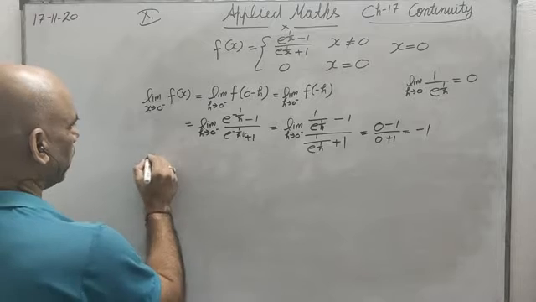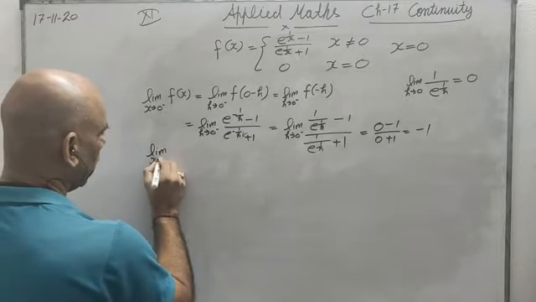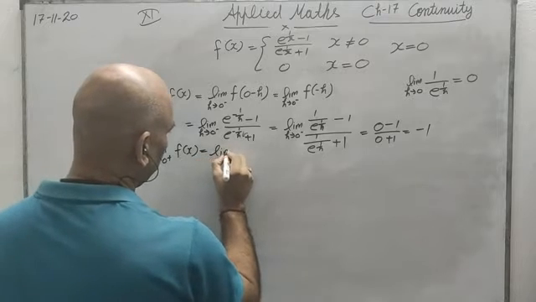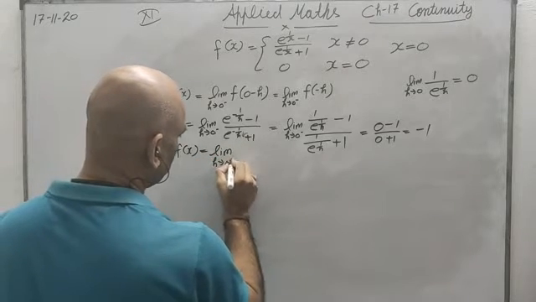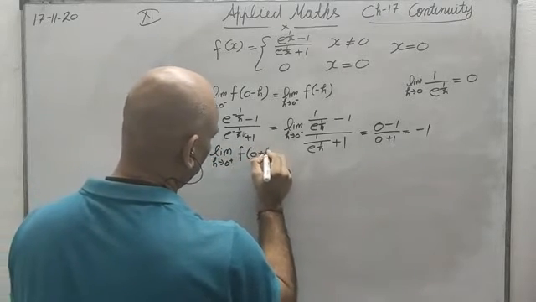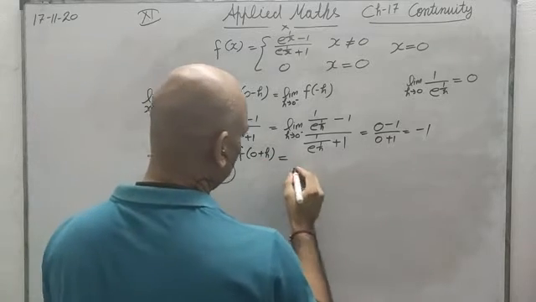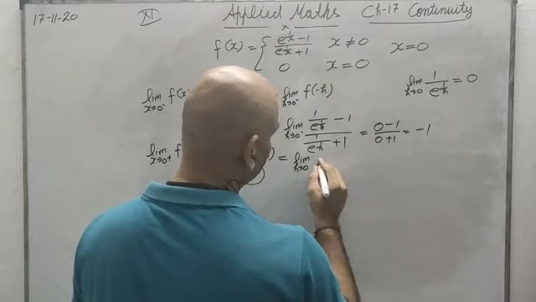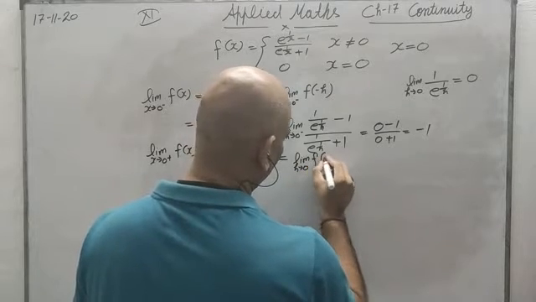Now let me check the right hand limit. Limit x tends to 0 positive f(x). So limit h tends to 0 positive, I will have to check the value of f(0 plus h). 0 plus h is h only. So limit h tends to 0, f(h).